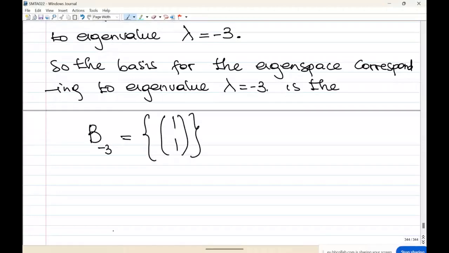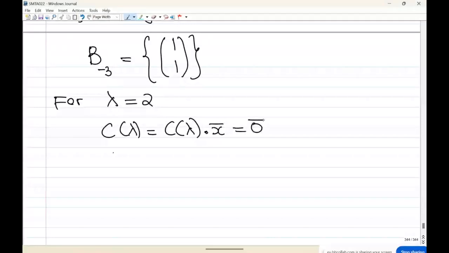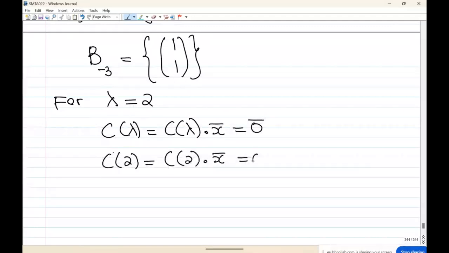Yes. So now we are going to check for eigenvalue number 2, which is lambda is equals to 2. We are not going to struggle. We simply go back and say C of this lambda will be equals to C of this lambda multiplied by this variable x, which is equals to this 0. Then your C of 2 will be equals to this C of 2 multiplied by this thing. Then we know that it's going to be equals to 0. We go back to that star again.